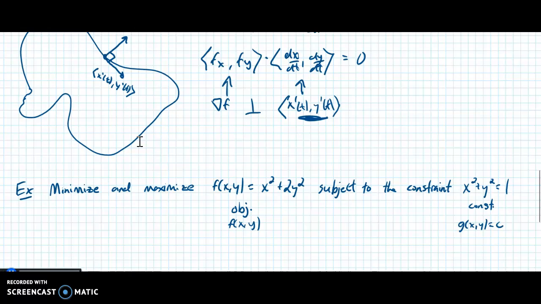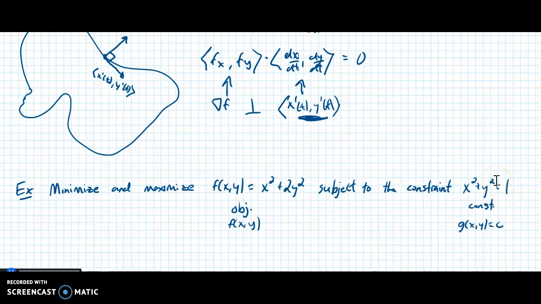So, if I had the example, and I assume that you could do this, minimize and maximize, so find the minimum and maximum values of f of xy, so this paraboloid, subject to the constraint x squared plus y squared equals 1. So that's the unit circle. So my objective function is always my f of x comma y. My constraint is this function, x squared plus y squared equal to a constant. So in this case, my constant is 1. You could always have a constant of 0 too.